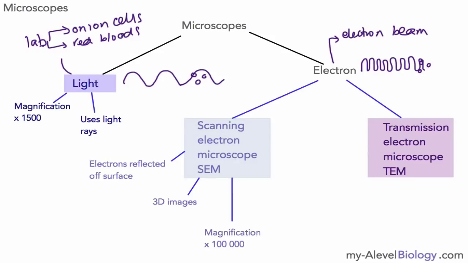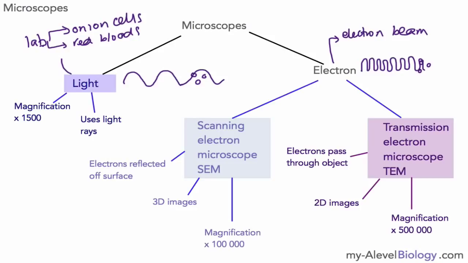The transmission electron microscope, we have electrons passing through the object. That means when we're looking at samples, they have to be very, very thin. It creates 2D images, but the magnification is much higher. It goes up to about 500,000 times magnification.